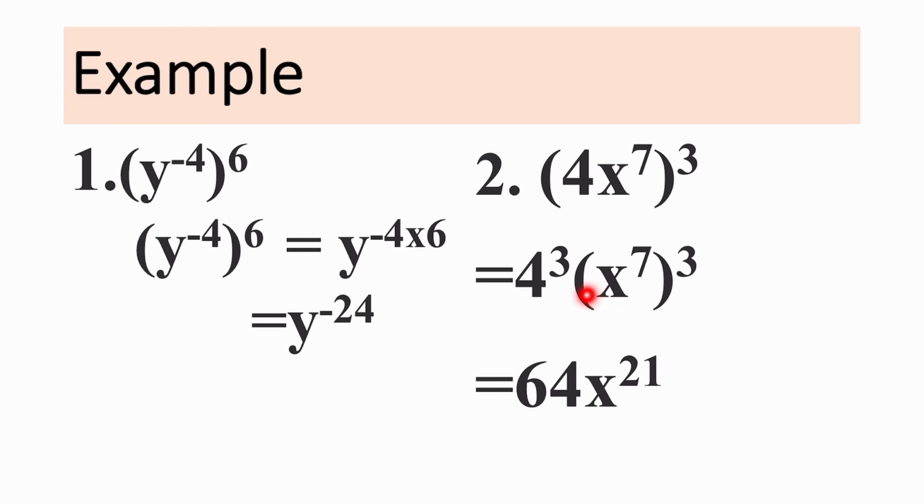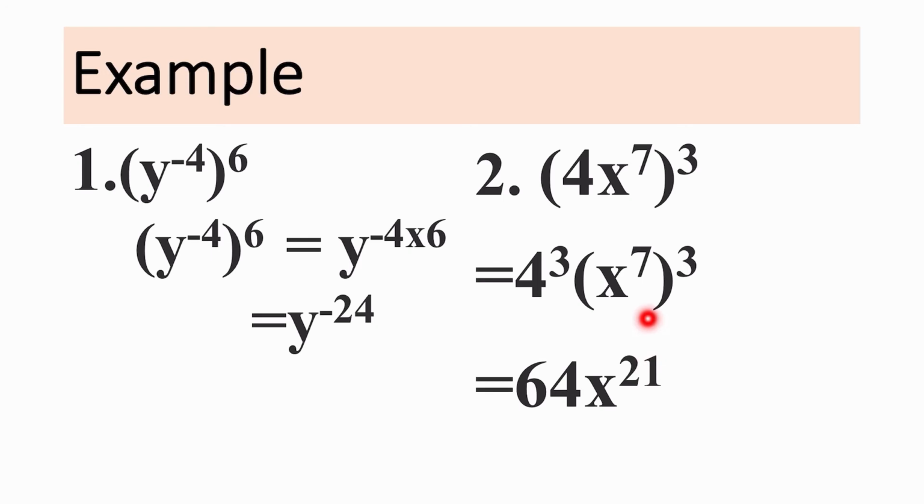The coefficient is risen to the power on the outside, which was 3, and the variable risen to the power of 7 is still risen to the power on the outside, which is 3. So we have 4 cube, x risen to the 7th power cube. After this is simplified, we are going to simplify the first part, which is the coefficient risen to its power, which is 4 cube. 4 cube simplified is 64. X risen to the power of 7 cube is x to the 21st power, because we utilize the bracket law.